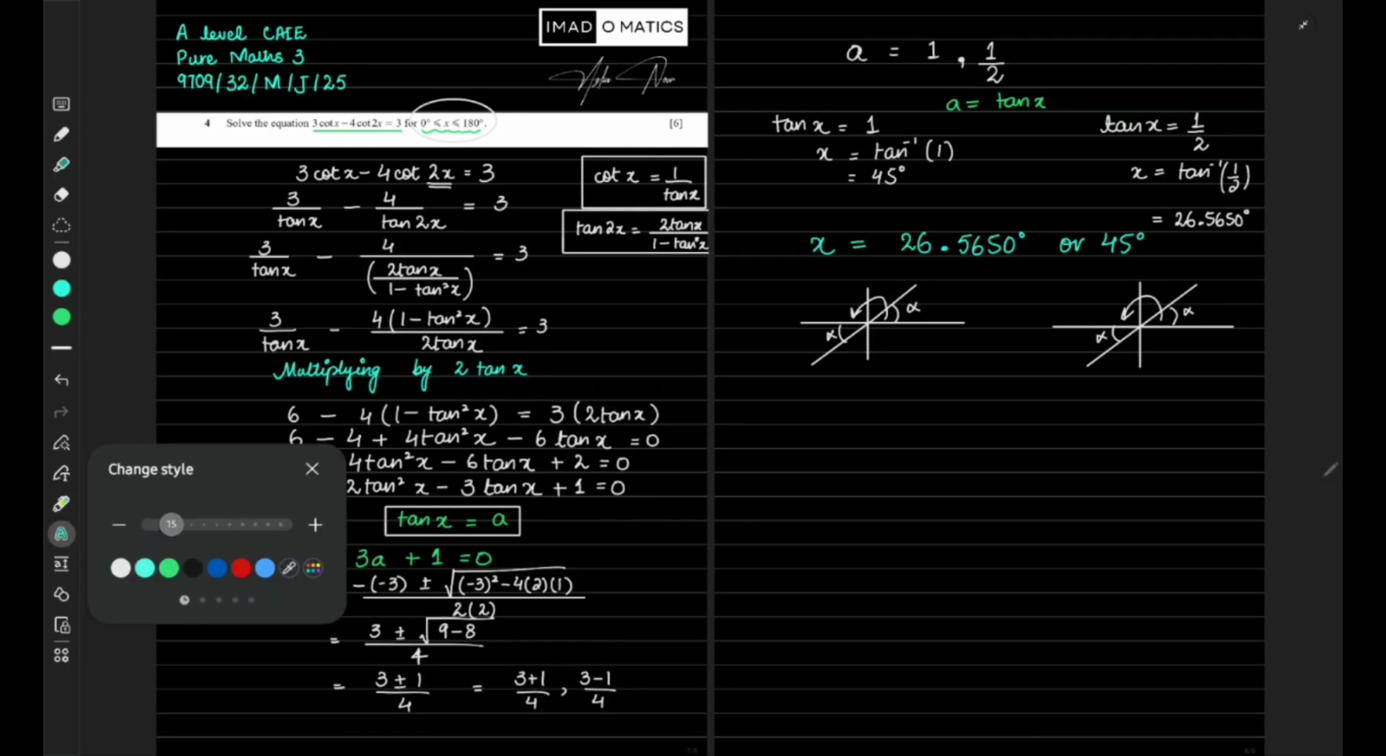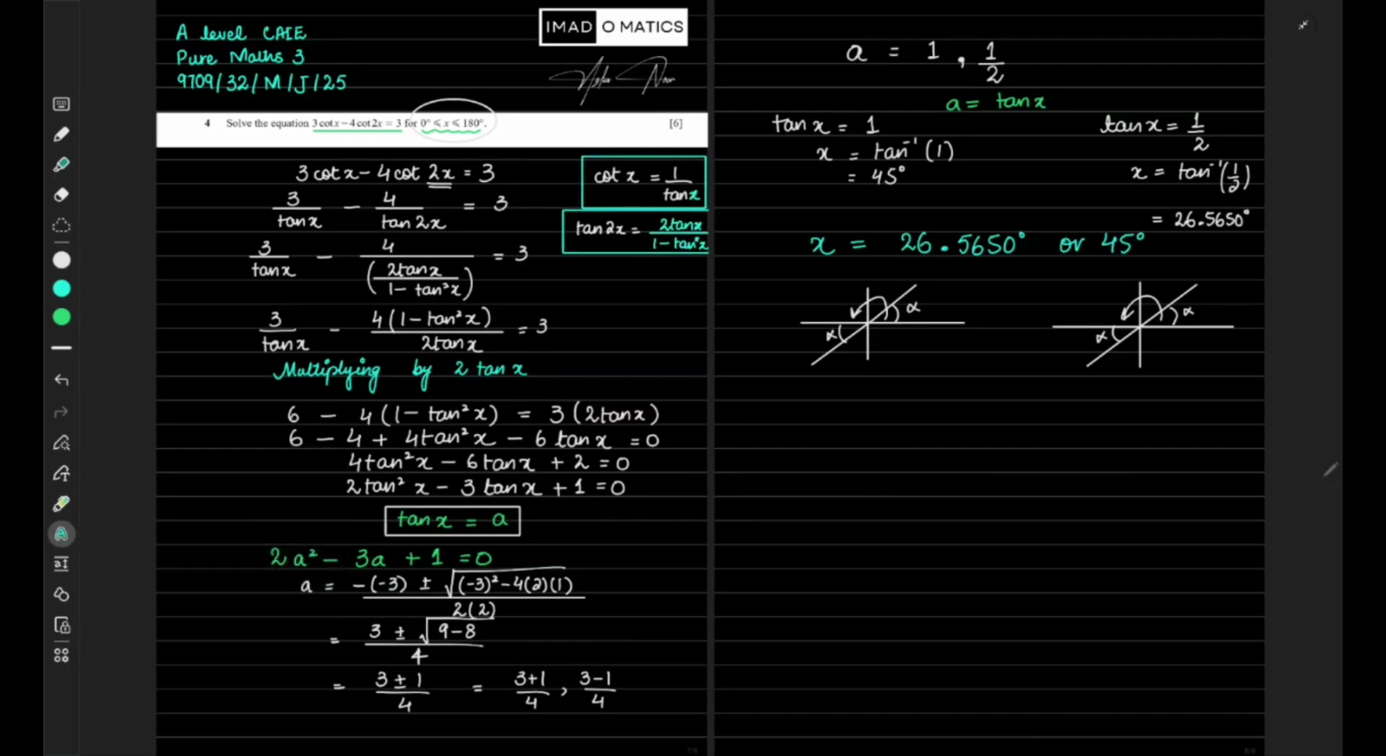I hope you understand this. That's all about this question. And these were the two identities that we have used in solving this equation.